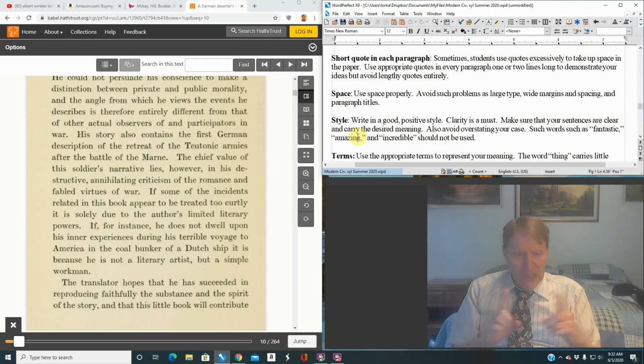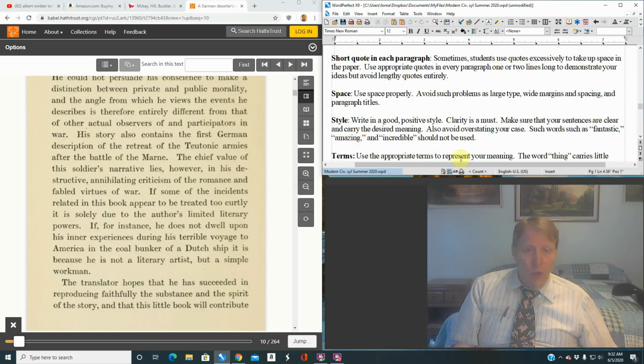However, I look at this and it's still a very strong word to me. I would urge you, don't overstate your case. Use appropriate terminology. Fantastic, amazing, incredible are a little bit too much. I would recommend you do not use them. Use appropriate terms to represent your meaning. We're right down here.